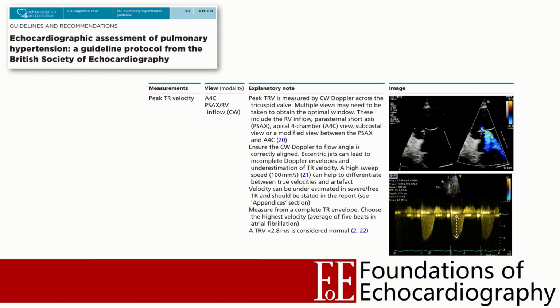In theory, we can add the Bernoulli equation-derived estimated pressure gradient to the right atrial pressure to estimate the right ventricular systolic pressure, and if there's no stenosis of the pulmonary valve, then we can use this estimate for the pulmonary artery systolic pressure.